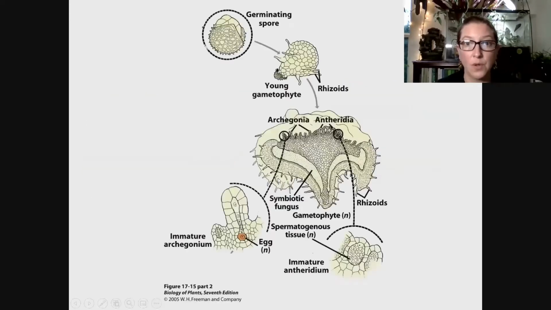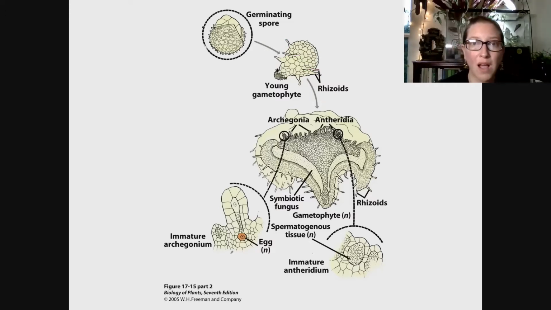Okay, so here you go. Gametophyte plant is growing outside of the spore. See, young gametophyte, that's this. Growing outside of the spore, we see these little hair-like things I just mentioned, called rhizoids, that help the gametophyte plant stay anchored to the soil.